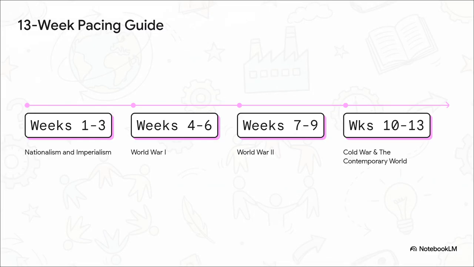Moving right along to Section 2, the Global Conflict Case File. Okay, so this timeline right here maps out your chronological journey from the roots of global conflict straight into the contemporary world. For the first 3 weeks, you're laying down the groundwork, examining exactly how nationalism and imperialism created all this tension. Then, in weeks 4 through 6, that tension explodes into World War I. Weeks 7 through 9 plunge you right into the devastation of World War II. And finally, weeks 10 through 13 explore the huge ideological standoff of the Cold War, which brings us right to the threshold of the contemporary world.